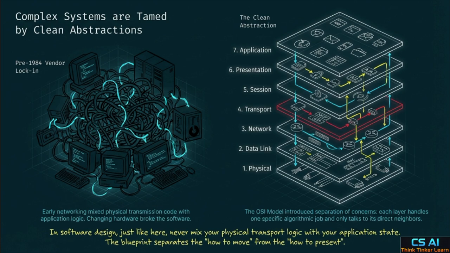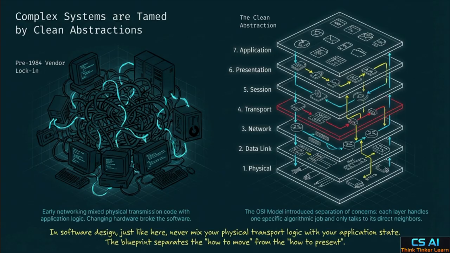Before the internet became the streamlined machine we use today, we lived in a world of vendor lock-in. Back in the pre-1984 era, networking was a mess. Hardware and application logic were inextricably tangled. If you changed a network card, your software broke.